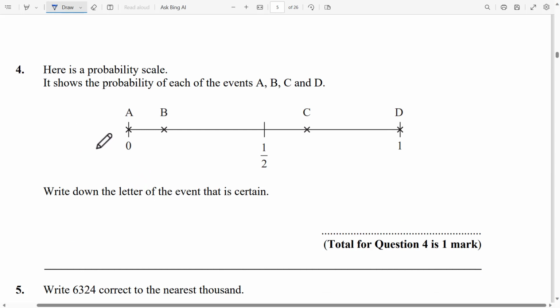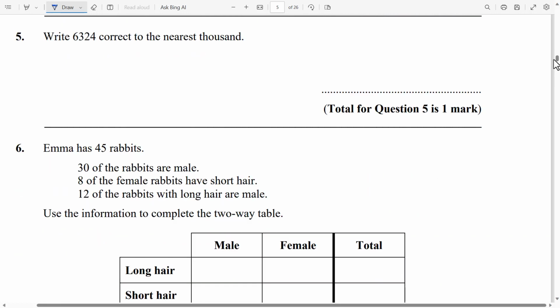So in this number 4, here's a scale, and on the scale you have A, B, C, and D. That shows the probability of each event. So now we want to write down the letter of the event that is certain, and for it to be certain, then it has to be D. Yeah, certain is 1, so that's D, certain for sure. And the next one, we want to write this number to the nearest thousand, but that's going to be 6,000.